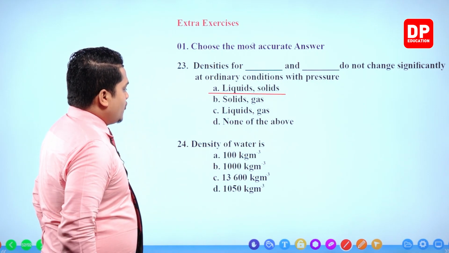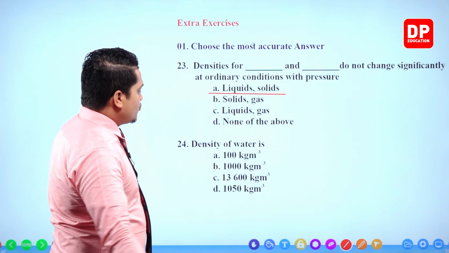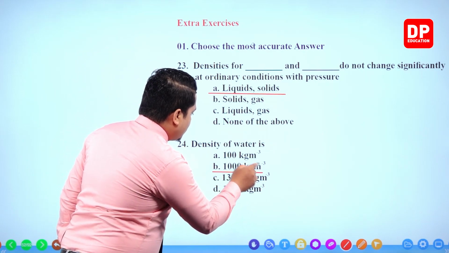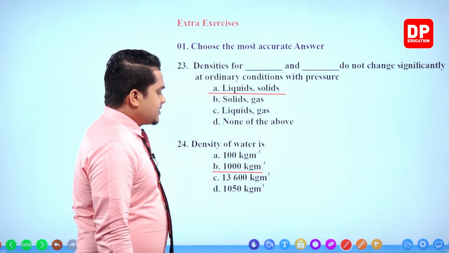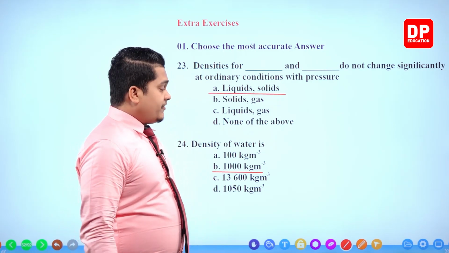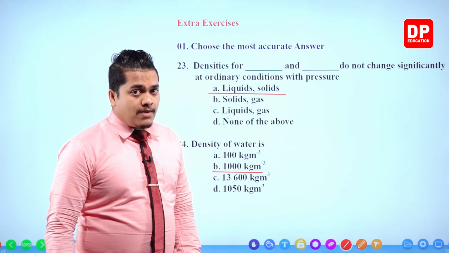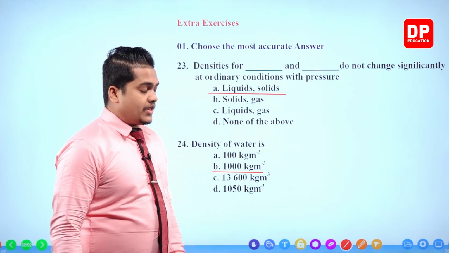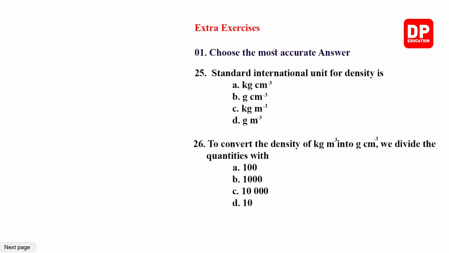Next one, density of water is, we know that the density of water, it's very simple. 1000 kilograms per cubic meter is the answer. 13,600 is for mercury. If you indicate this by grams, it is equal to 1 gram per cubic centimeter. Then the next one, standard international unit for density. Very simple, my dear children. The standard international unit for density is kilograms per cubic meter.